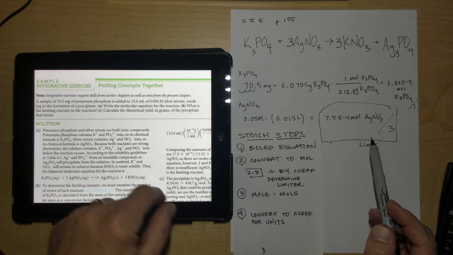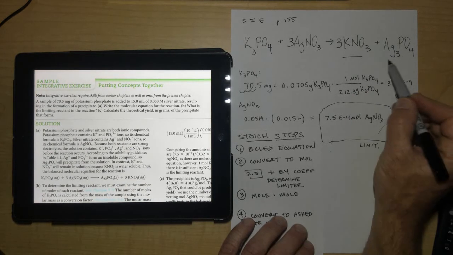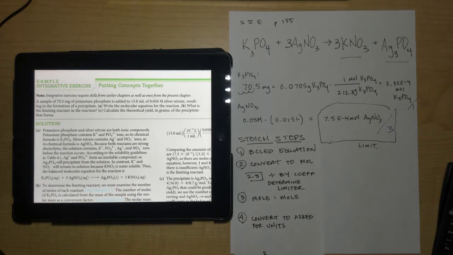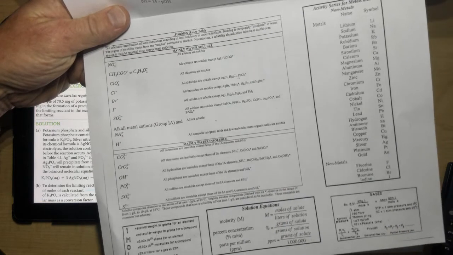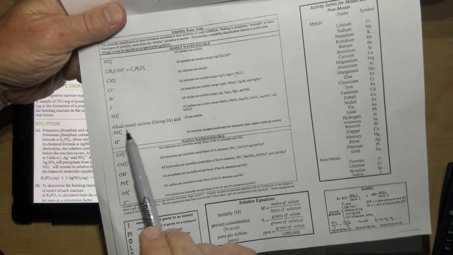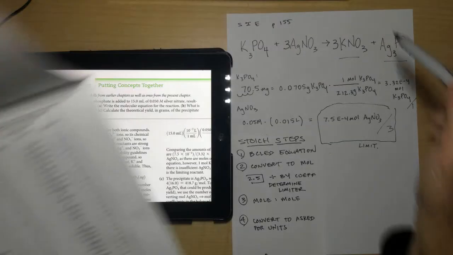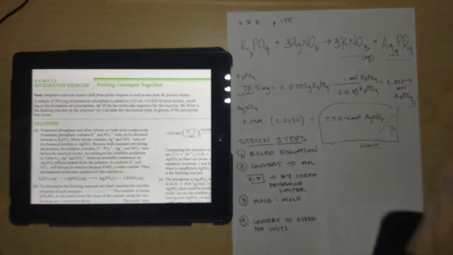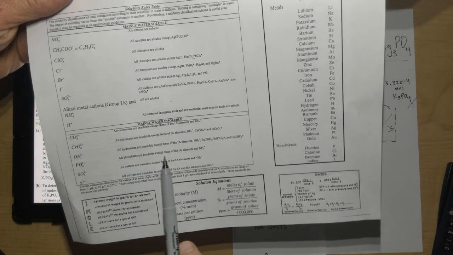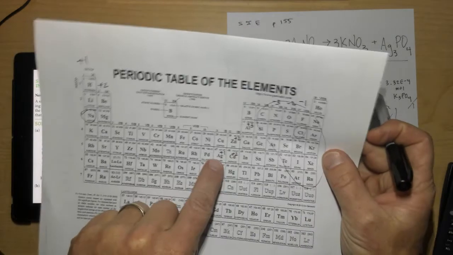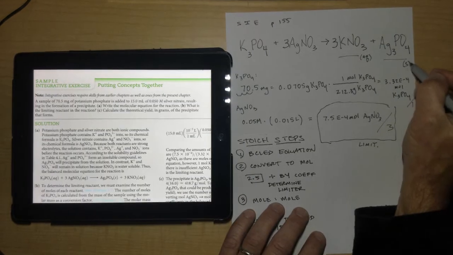So the precipitate that forms is going to be one of these two. I probably should have looked that up first when we were writing the reaction. But KNO3, will that be soluble or not? Will that form a precipitate? Well, remember, alkali metal cations are all soluble, and of course all nitrates are soluble. So this is going to be aqueous. So my precipitate must be this one, and lo and behold, all phosphates are insoluble except for group 1. Silver, of course, is not in group 1. It's right here. And so this is going to be my precipitate or my solid.